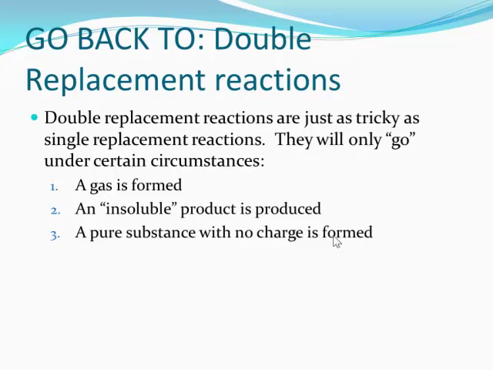Now I want to think about this word, insoluble. Soluble means that something dissolves in something, right? Insoluble means it does not dissolve in something. And that something for us, when we're talking in chemistry, is usually water. So water solubility, we'll talk about that in just a minute. And in case number 3, if you make a pure substance with no charge, typically this means we're talking usually about water. There's a couple others that we'll talk about when we get to those.